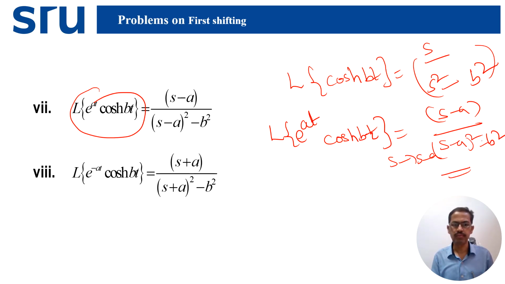Similarly, for e power minus at cos hbt, s is replaced by s plus a. In this case, s is replaced by s plus a. These are the applications of the first shifting theorem.